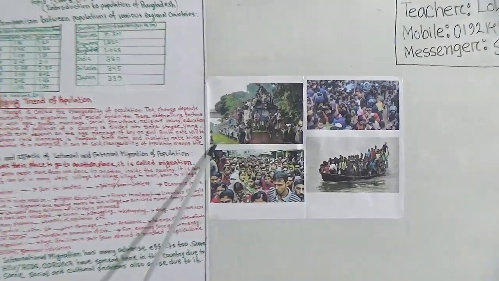You can see here is a picture of a train. A train is going with heavily loaded customers. Everyone here was waiting for a long time for a train. When they got this train, they got up on the train. So it's a very risky journey for human beings.